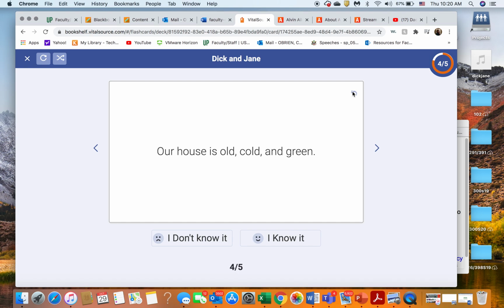Now, Dick and Jane's house is pretty, and in contrast, we have Morrison's sense of humor when you juxtapose the Dick and Jane house and Claudia's house. Our house is old, cold, and green. Now, this is also a type 1 sentence, so it's kind of mirroring or perhaps even mocking the Dick and Jane description, but we have the rhyming old, cold coming before green, and it's just kind of humorous to think of an old, cold greenhouse.